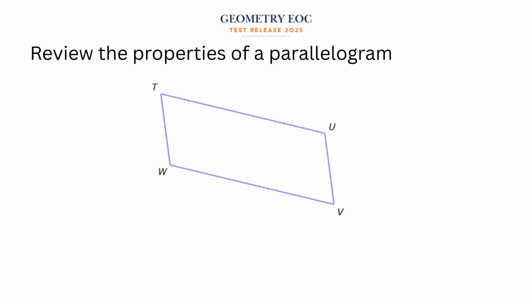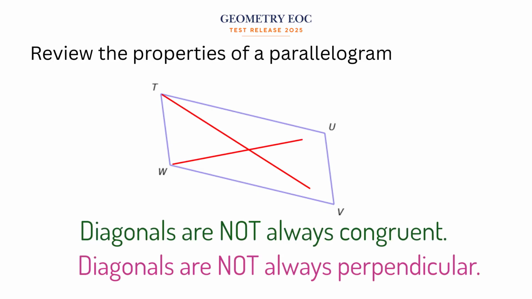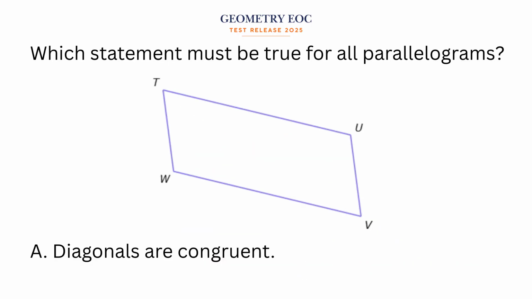Now notice what is not automatically true. Diagonals are not always congruent. Diagonals are not always perpendicular. Those only happen in special types of parallelograms, like rectangles or rhombi. So now that we've refreshed the properties, let's go back to the question. We're being asked, which statement must be true for all parallelograms? That means we are looking for something that is always true, not sometimes true.